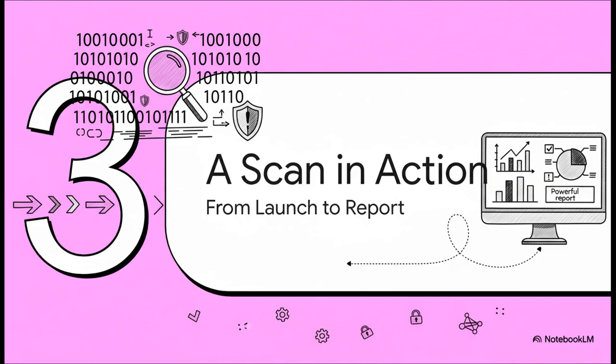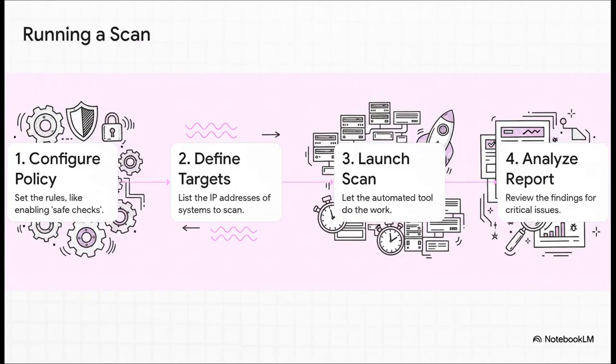Okay, so we've got the tools, but what does running one of these scans actually look like? Come on, let's walk through the whole process, from setting it up to getting that final report. It's actually pretty straightforward. First, you configure a policy, which is just setting the rules for the scan. A big one is enabling safe checks so you don't accidentally crash anything. Second, you define your targets. Basically, you just tell it which computers you're allowed to scan. Third, you hit launch and just let the tool do its thing. And finally, the most important part, you get to analyze the report.